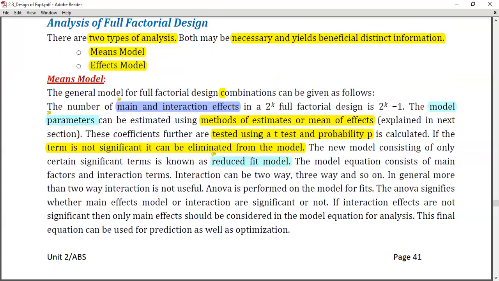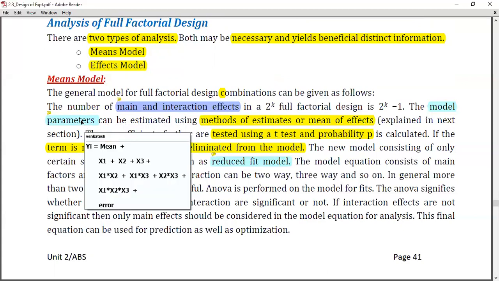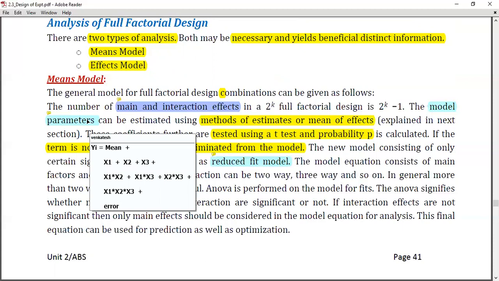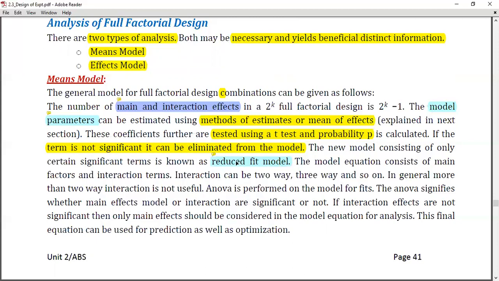So we get this equation first, then we test it for ANOVA. So we test it for a t-test or f-test. The coefficients are tested for t-test. Overall equation is tested using ANOVA. And what we do is those parameters, for example x1 and x3, if that term is insignificant, we eliminate that term from the equation. We rewrite the equation without those terms. Such kind of equation, when we rewrite them, that's called as reduced fit model.